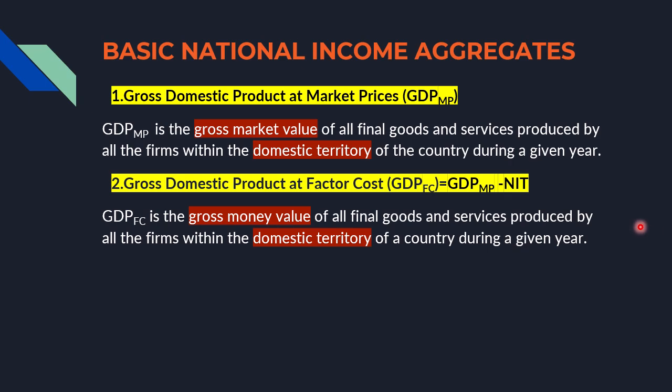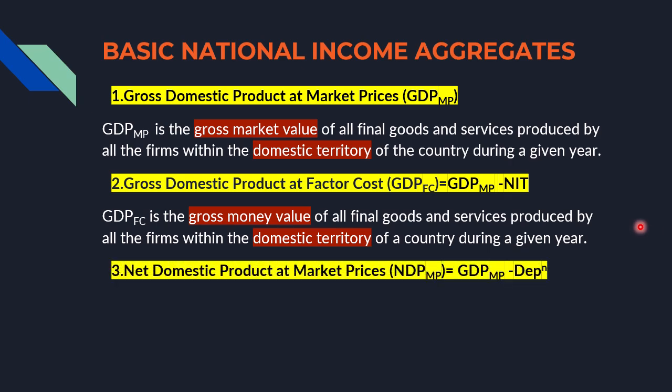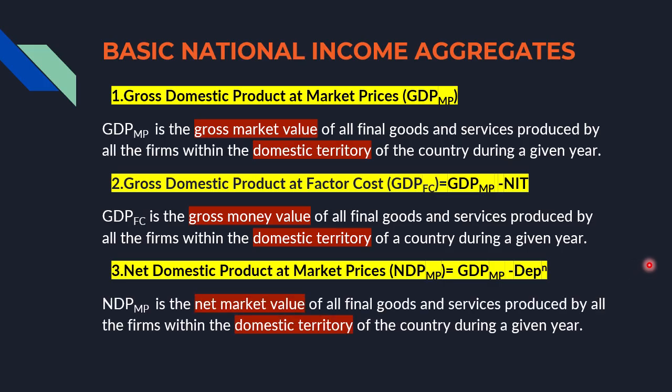Similarly, the next is NDP-MP, net domestic product at market prices. तो ये कैसे मिला. इट इज नथिंग बट GDP-MP माइनस डेप्रिसिएशन. GDP-MP का था ग्रॉस वैल्यू थी, अब ये उसी की नेट वैल्यू है, तो आप इसमें से डेप्रिसिएशन सब्ट्रैक्ट करोगे सो यू विल गेट NDP-MP. सो इन द डेफिनेशन यू विल सी इंस्टेड ऑफ ग्रॉस मार्केट वैल्यू वी हैव रिटन नेट मार्केट वैल्यू. सो ओनली दिस इज द चेंज हियर.